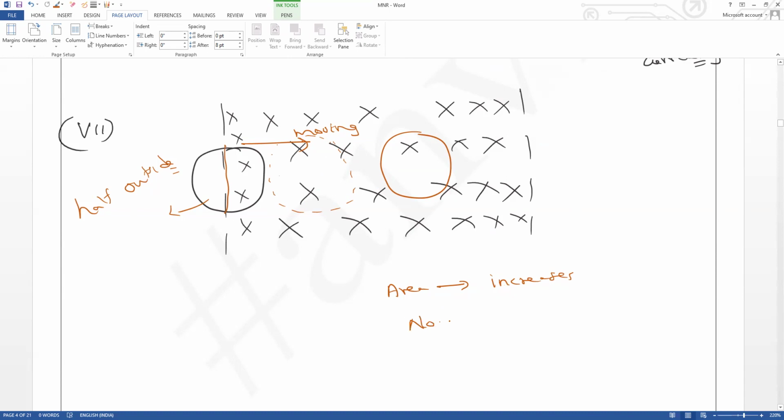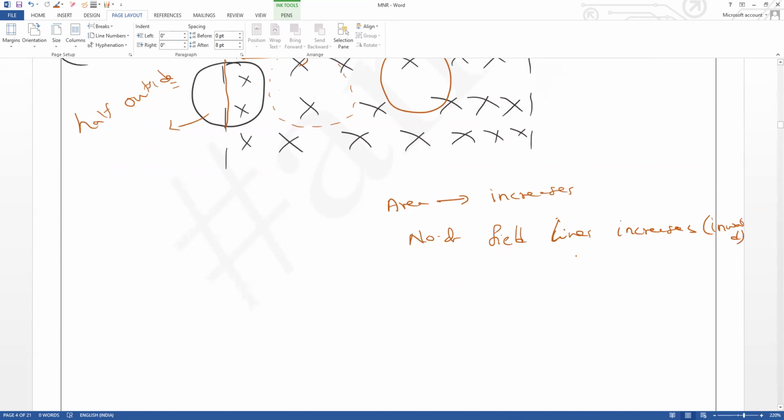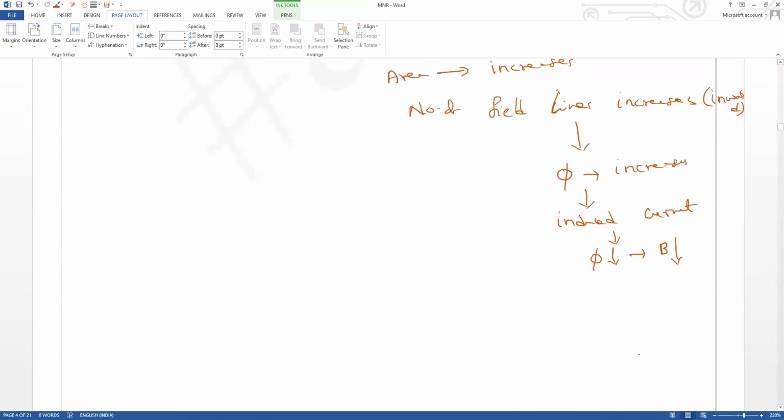Area increases, the number of magnetic field lines increases. In what direction is the magnetic field acting? Inwards or outwards? See the figure and tell. That also you cannot say. Cross mark means what? Inwards. Inward. Understand? So the number of field lines increases, which means flux is going to increase. Flux increases means definitely what is going to happen? Current is induced. Current is induced means then flux will immediately decrease. Flux decreases means B also decreases.